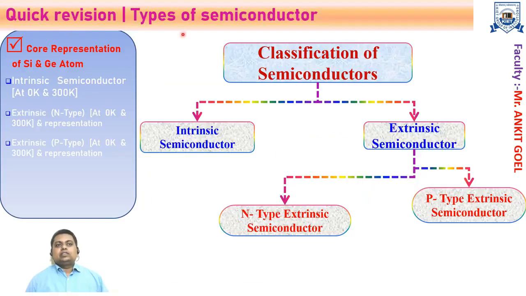Let's quickly revise the different types of semiconductors. There are two types of semiconductors. We have the intrinsic semiconductor and we have the extrinsic semiconductor. In extrinsic semiconductor, again there are two types, N-type and P-type semiconductor. So let's start with the intrinsic semiconductor.